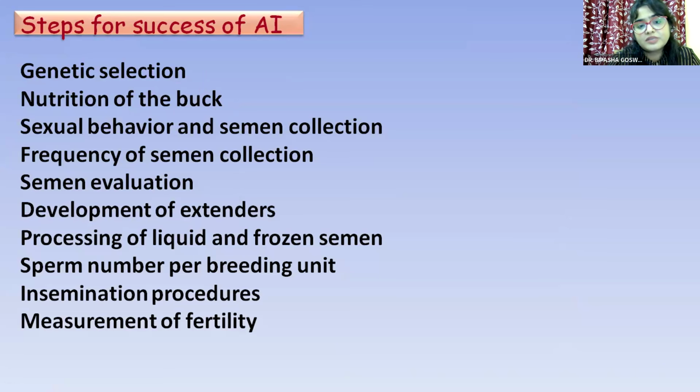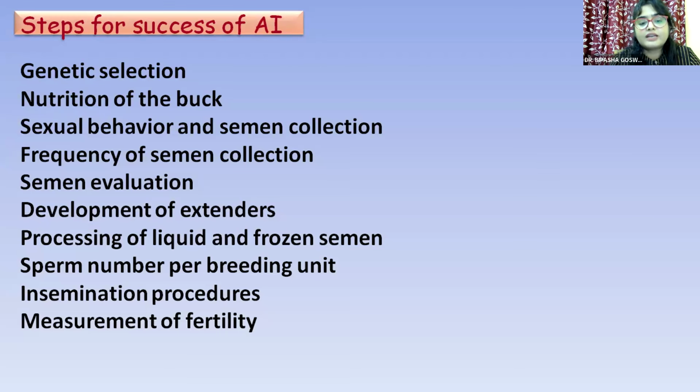During the collection of semen, if the sexual behavior is okay, we can identify the animal very quickly. The semen collection procedure is also important. If there are any temperature ups and downs, the semen can be damaged very quickly. Frequency of semen collection: we have to see how many times we can collect semen from one animal during a day. Proper semen evaluation is very important: what is the color, what is the pH, what is the density of the semen.